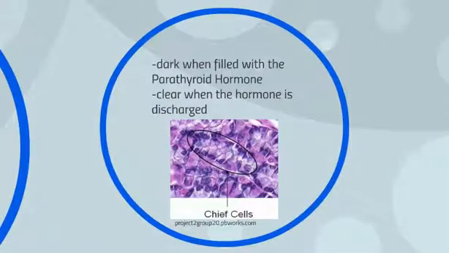Chief cells are dark when they are filled with the parathyroid hormone and clear when they have already discharged the hormone. Here you can see where they have discharged the hormone and where they are holding the hormone.